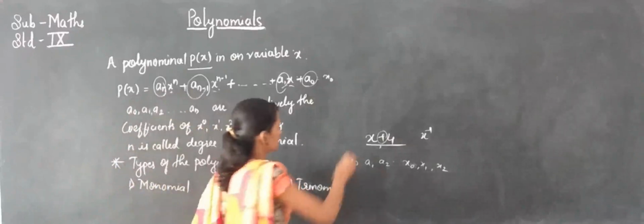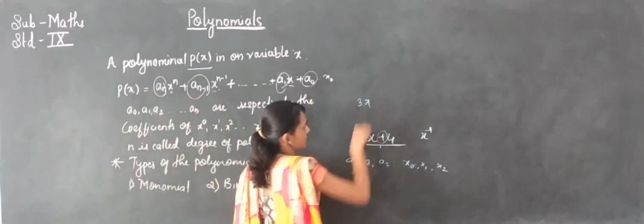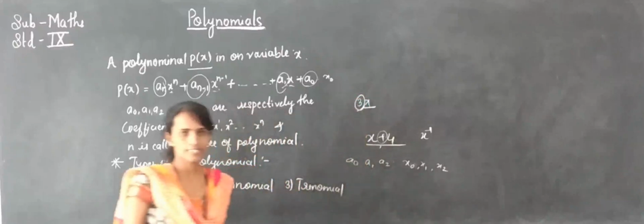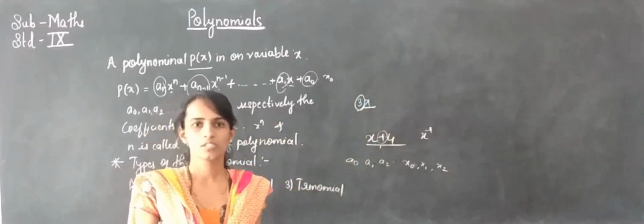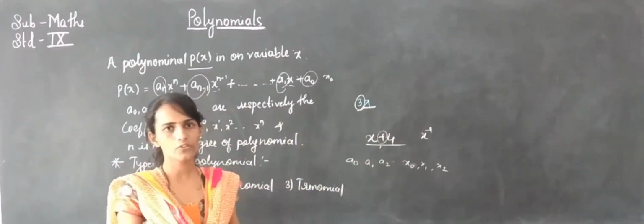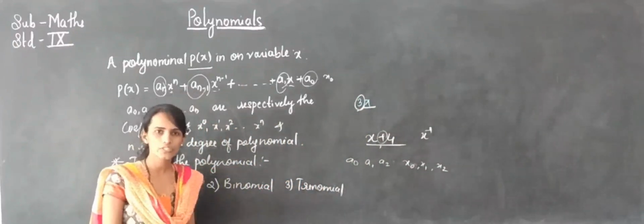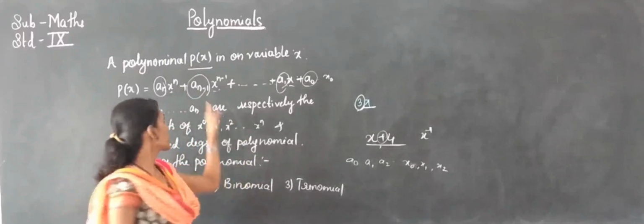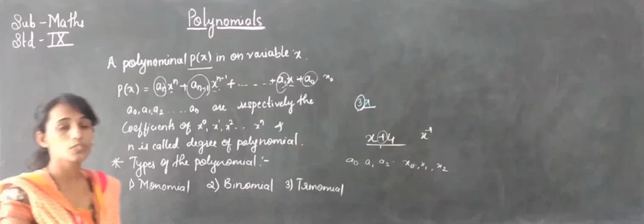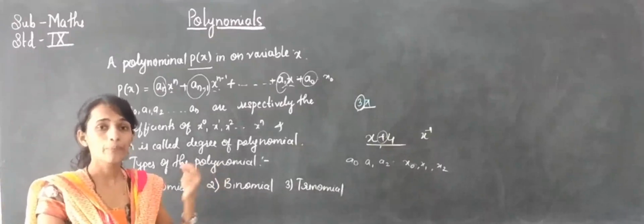For example, consider 3x. Here x is the variable and 3 is called the coefficient of x. A coefficient is a constant. Whatever numeral is in front of the variable is called the coefficient of that variable. Then x^n, x^(n-1), x^1, x^0 are all called the variable parts of the polynomial.